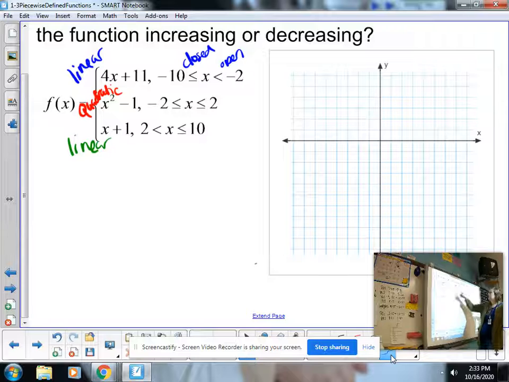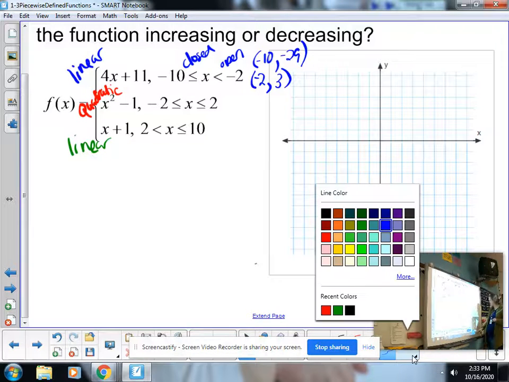So let's go ahead and plug these in. If we plug in -10, I have 4 times -10 plus 11. That's going to give us -29. That dot is closed because the -10 has the equal sign under it. Then I want to plug in the -2. 4 times -2 plus 11 is 3. That dot is going to be open because the -2 does not have the line under the inequality.